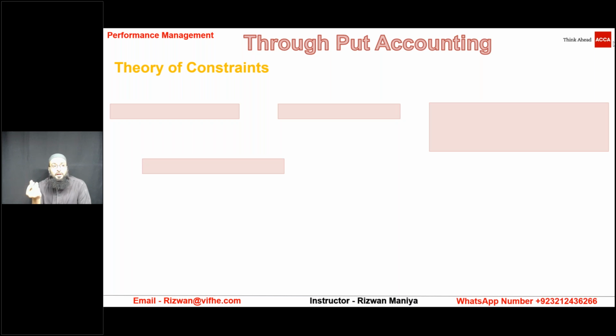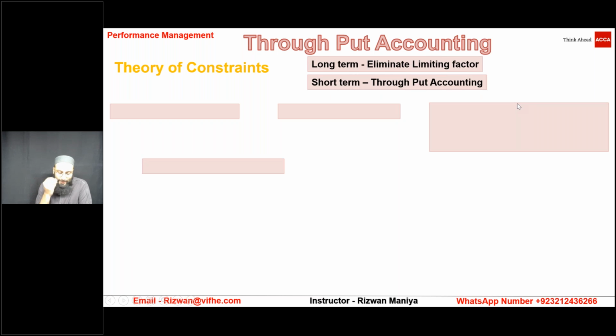According to this, every organization has a limiting factor, maybe shortage of labor hours, maybe shortage of material, maybe shortage of machine hours. So according to theory of constraint, every organization has a limiting factor which doesn't allow that organization to maximize its profits. Okay, so it suggested different solutions to this. There are two we have here. One is the long run solution, one is the short run solution.